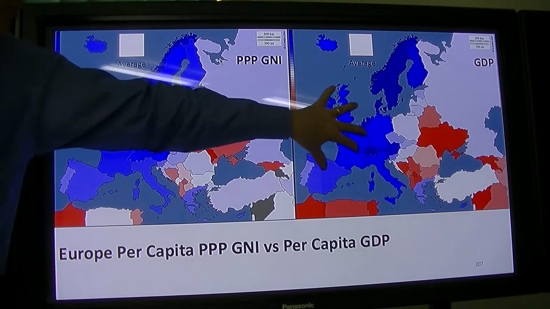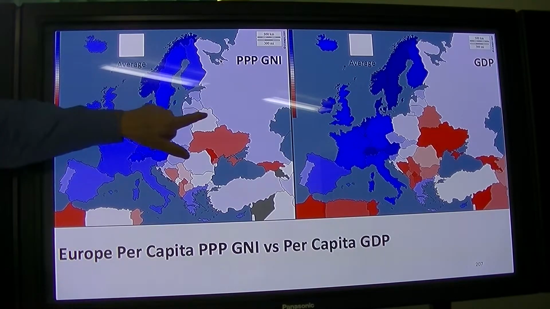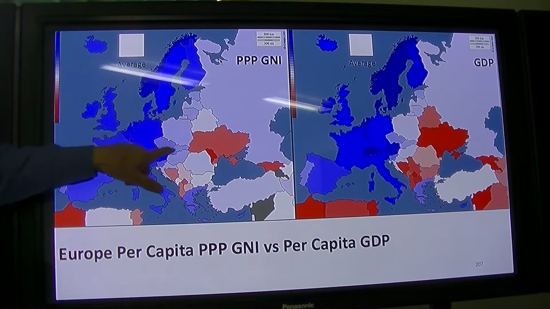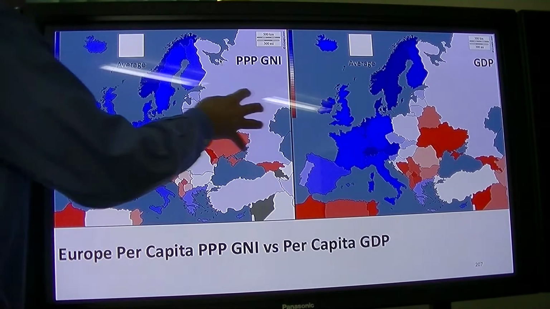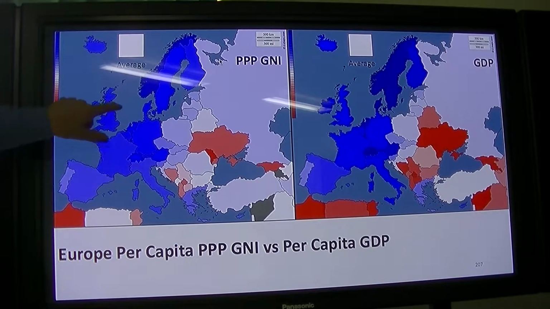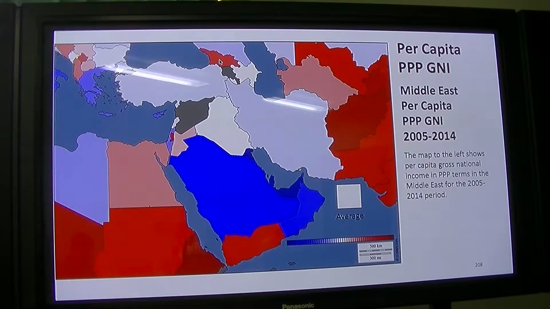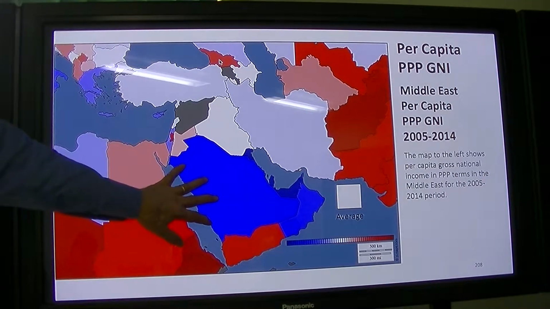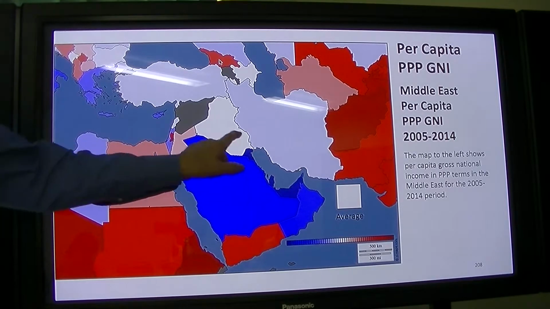And you can see for most of the European countries how much it's going to be lighter red or blue, but for the wealthy countries these colors become lighter. That is, they're really not as wealthy when you compare it across the world. And again, on this per capita income PPP, you can see the Gulf is very, very high.